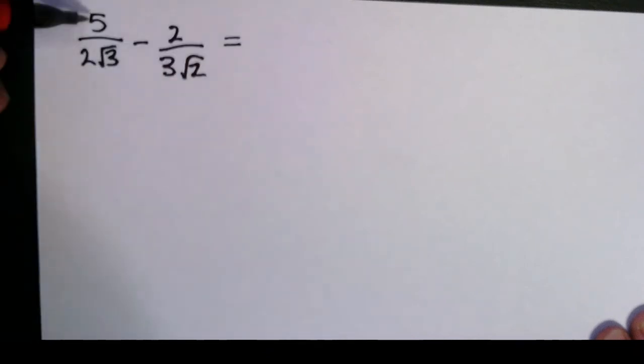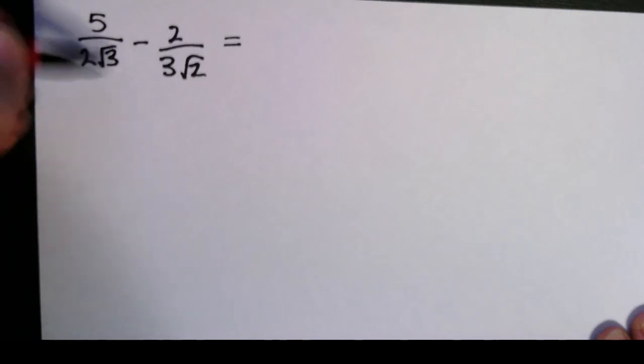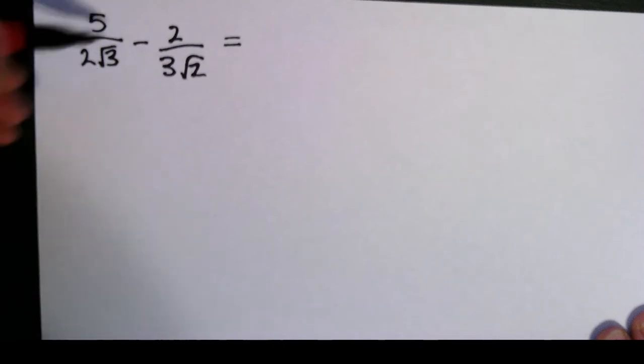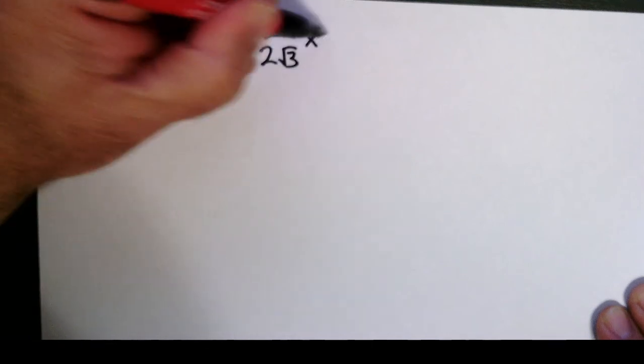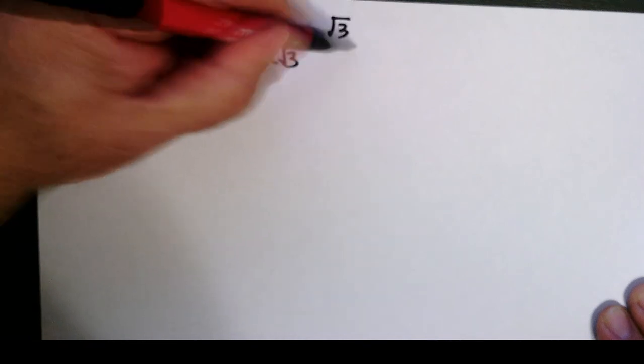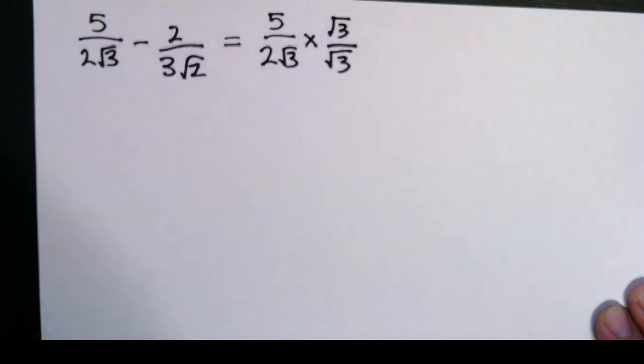So here we go. So 5 over 2 root 3, I need to rationalise that root 3. I do that by multiplying above and below by root 3. You can see the video on rationalising the denominator where we introduce the idea to see why we're doing that, but for now I'm just going to do it. So 5 over 2 root 3, I multiply above and below by root 3 over root 3.